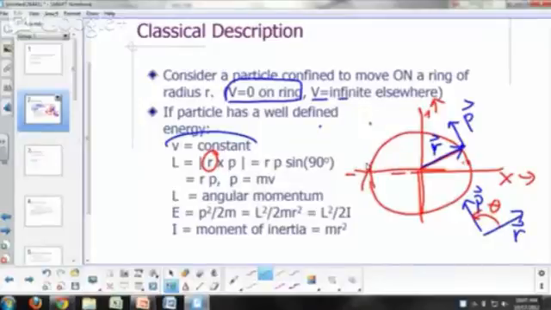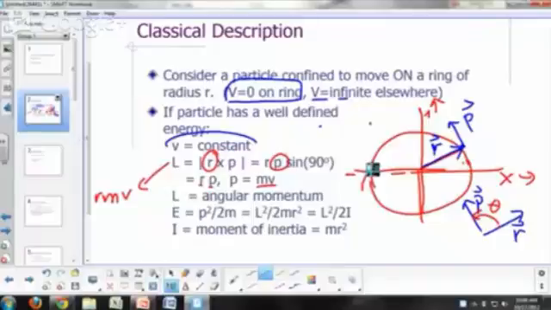Okay, so linear momentum is just mass times speed, right? So the angular momentum then is just equal to r times p, or r times mv. So L is just going to be equal to m times r times v. Okay, so that's the magnitude of your angular momentum vector. Now, angular momentum is a vector. Okay, so where is it pointing?